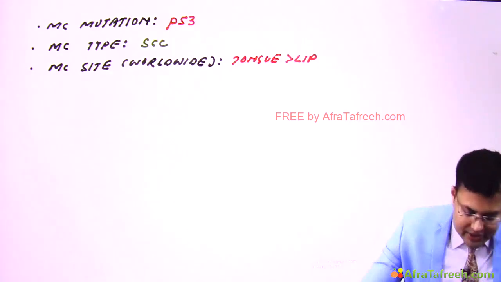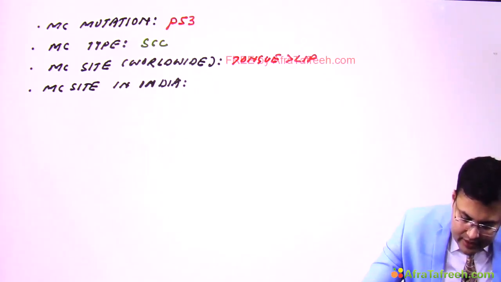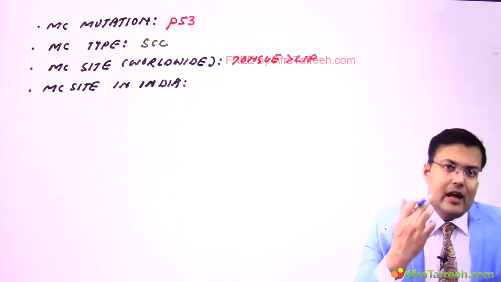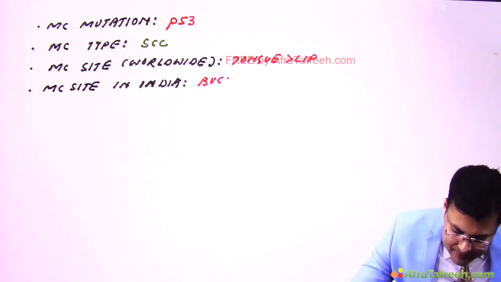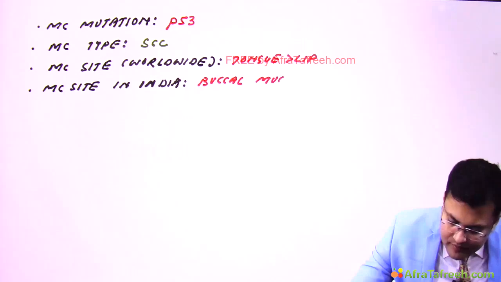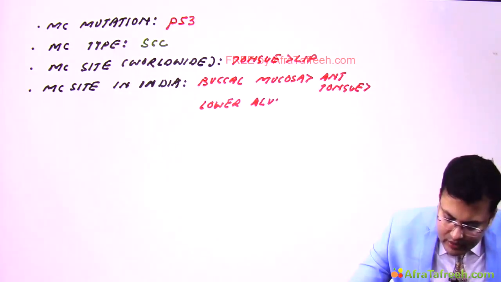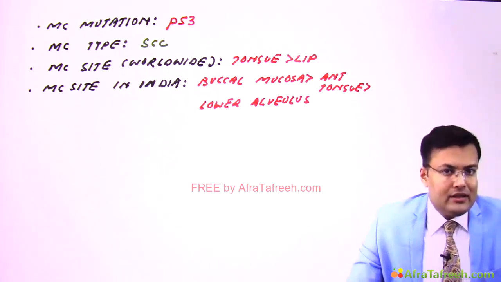And see the twist in question. What is the most common site of carcinoma oral cavity in India? In India it is buccal mucosa, followed by anterior tongue, followed by lower alveolus. Clear? Now see, what is the most common pattern of spread.